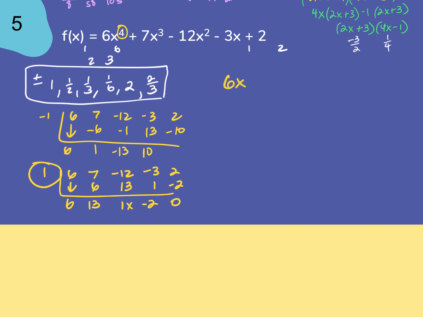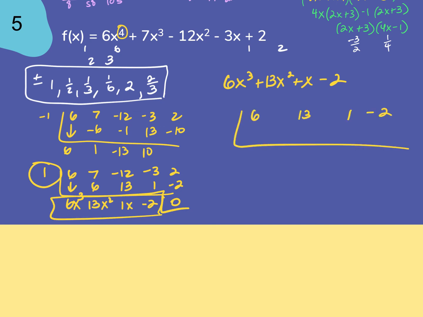6x, this would get x, x squared, x to the 3rd. That's my remainder. If I could factor this by grouping, I could do it that way, but you can't, which means you have to find another root. Now here's what you want to do, so listen carefully. You don't want to go through the roots from the beginning again. You can now test the roots out on your reduced one. So I can take these numbers, 6, 13, 1, and -2, and test those out with my remaining roots.